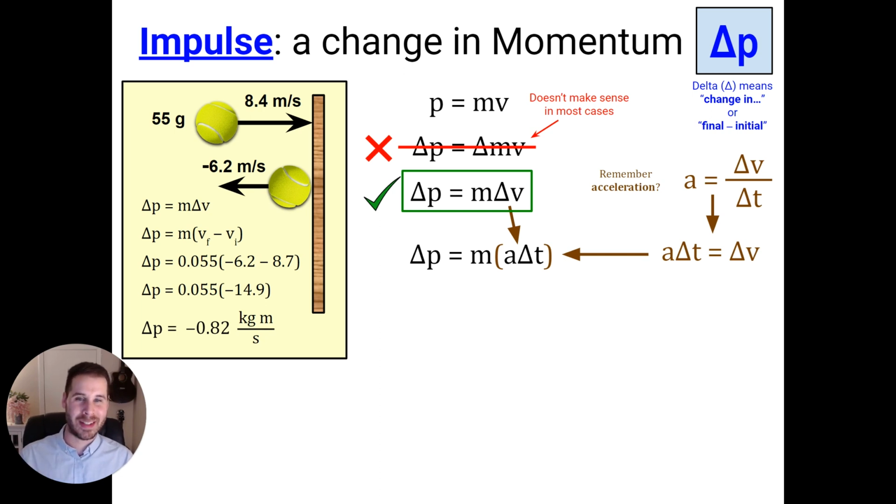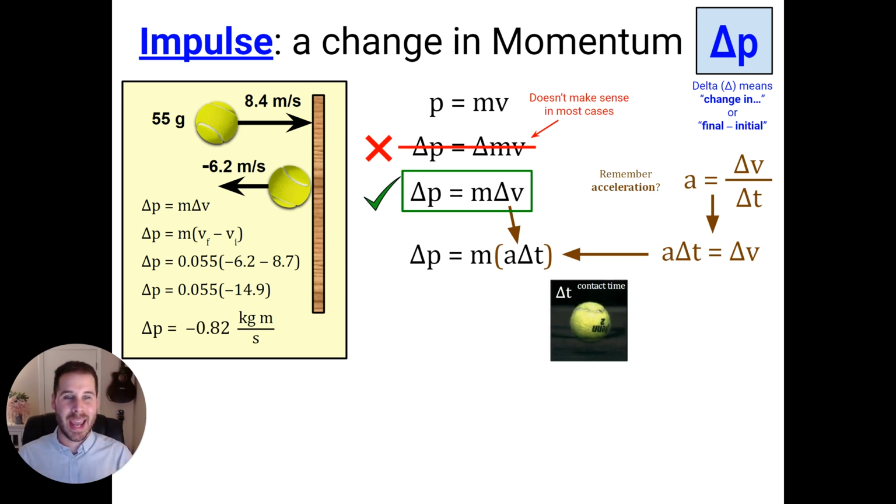I now have a formula that says impulse, or change in momentum, or delta p, equals mass of the object multiplied by the acceleration of the object, the rate at which it's changing what it's doing, multiplied by delta t. Now again, this delta t, what the heck is that? Well, in the case of the tennis ball hitting the wall or being bounced off the ground, delta t represents the contact time.